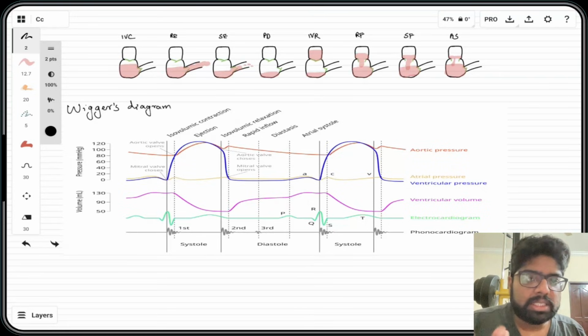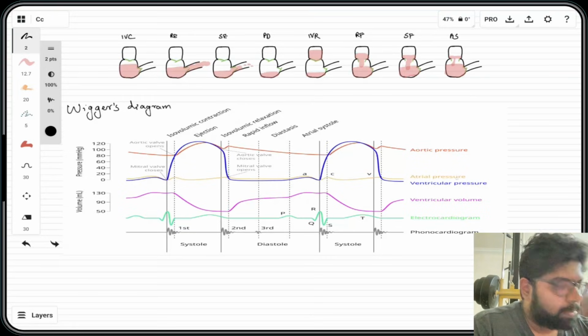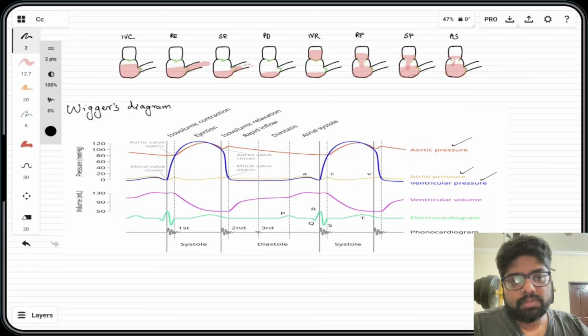There are obviously changes in pressure and volume. Pressure and volume in which chambers? We are mainly talking about three cavities. One is the atria, which dumps blood into the ventricle, which ejects blood into the aorta. So mainly you have atrial pressure, ventricular pressure and aortic pressure.